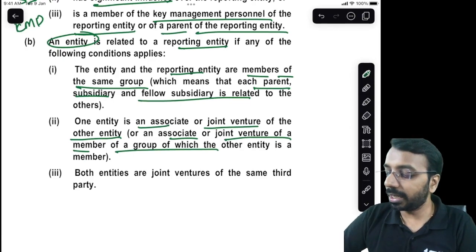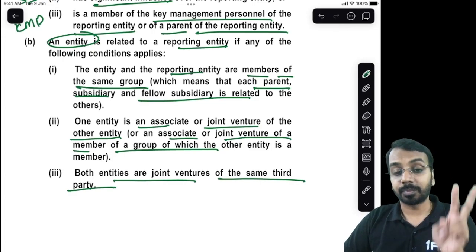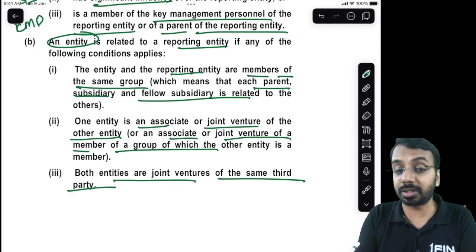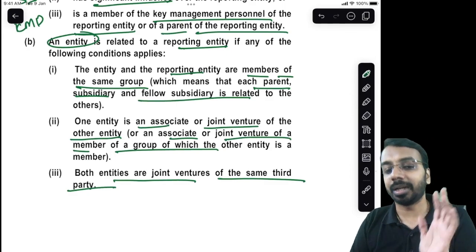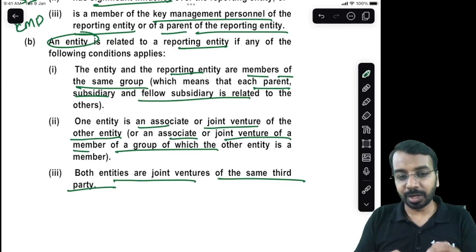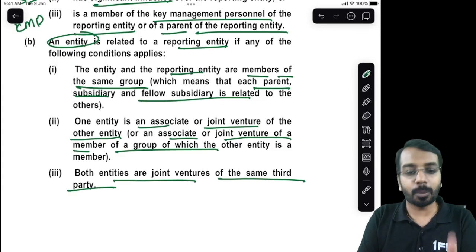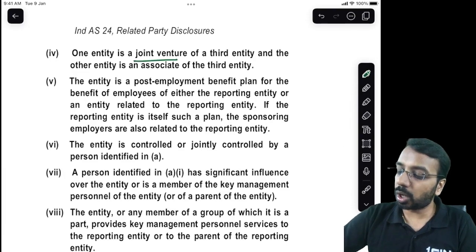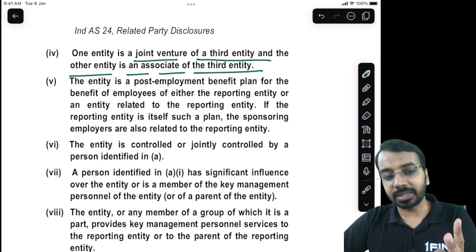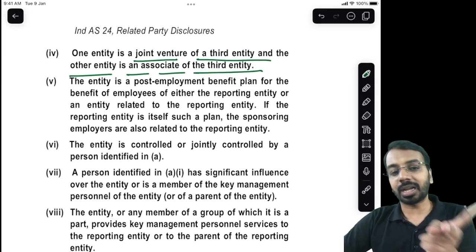Then both entities are joint ventures of the same third party. So if there are two joint ventures of one third party or the reporting entity, then they are related parties. Or I am a reporting entity, I am a JV, and there is one more JV. In both these JVs, there is one common third party, then also it's a related party. Then one entity is a joint venture of a third entity and the other entity is an associate of the third entity. In the previous case, we said for the same third entity, there are two joint ventures. Here we are saying one joint venture and one associate.